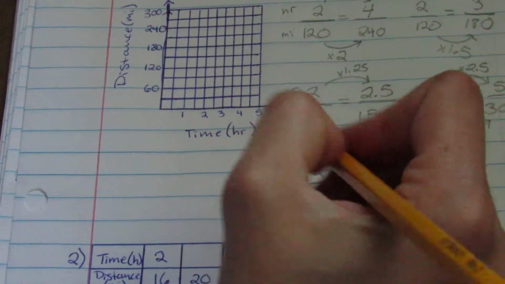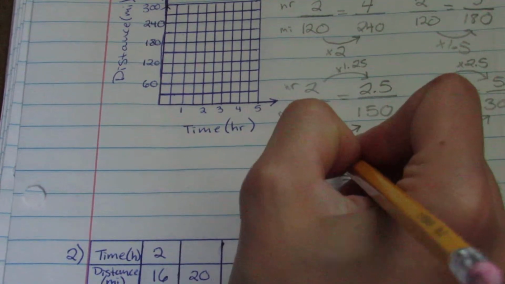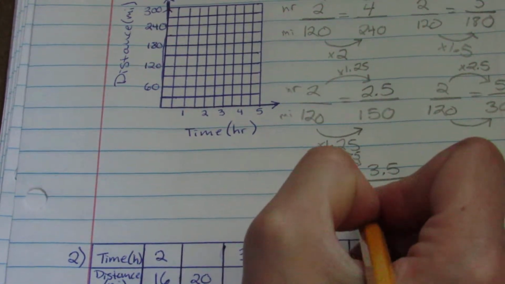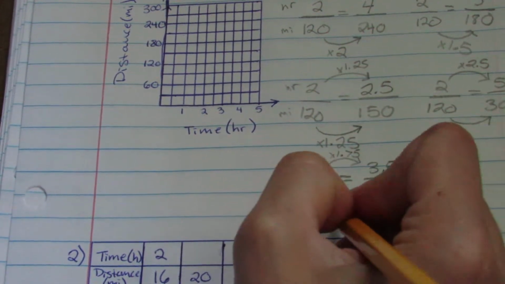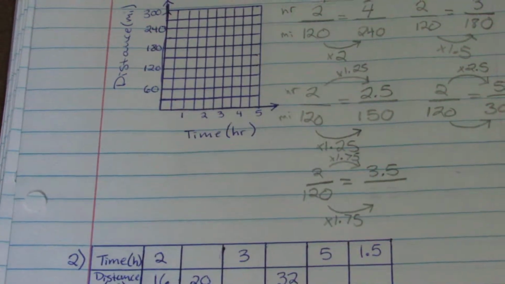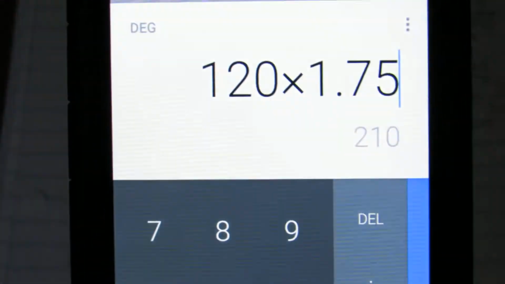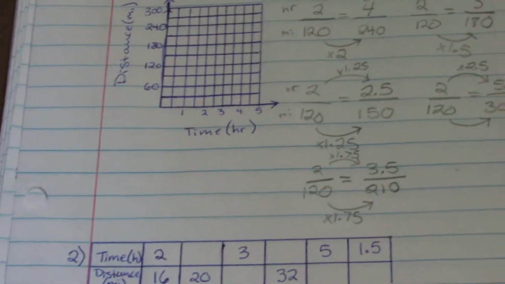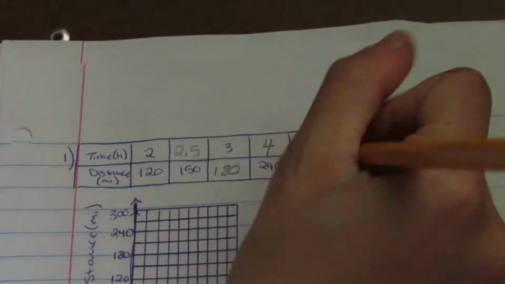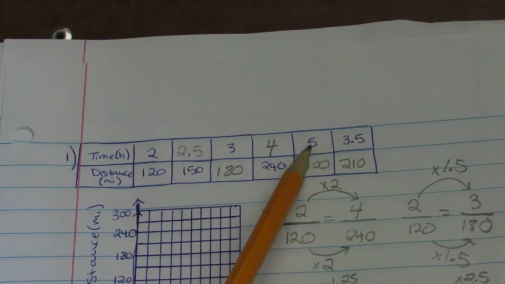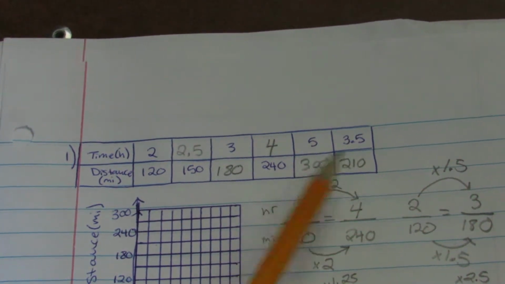So if I multiply 2, oops, sorry, we're getting a little close, by 1.75 on the top to get 3.5, we're going to do the same thing on the bottom. So 120 times 1.75 gives me 210. So in 3.5 hours, they traveled 210 miles. So I'm going to take that 210 and go ahead and put that up here. Now, do you guys see how that makes sense? Because 3.5 is less than 5 hours and the mileage is less as well.